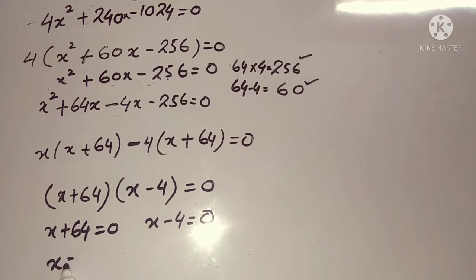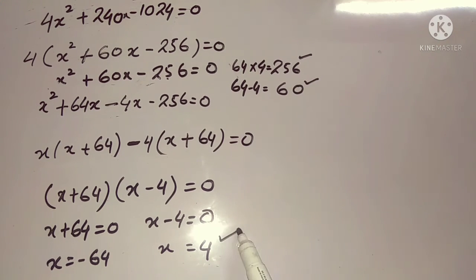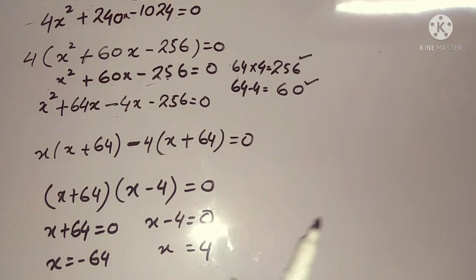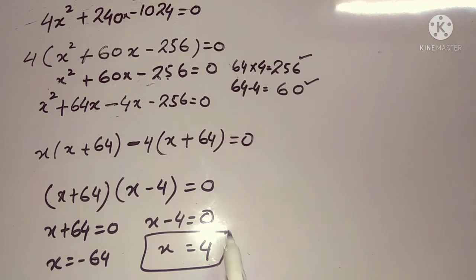Alright, so here the value of x is minus 64, because when you move 64 over here, it will be subtracted, and when you move this 4 to this side, it will be added in 0, so it will become 4. As you can see, we just have to consider the positive, because the width is a positive value. So we assumed that width is x, which is equal to 4 meter.